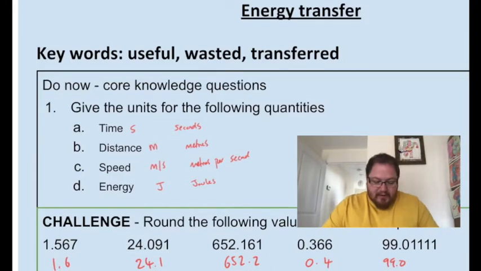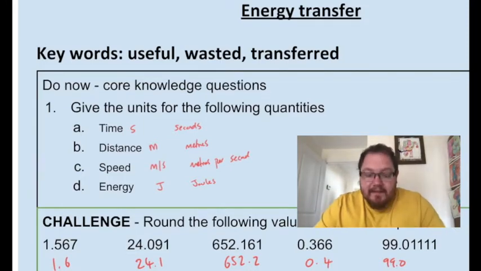All right then, so time is in seconds, distance is in meters, speed is meters per second, not miles per second, or miles per hour, sorry, I should say. Meters per second is what we use in physics, and your energy is measured in joules.